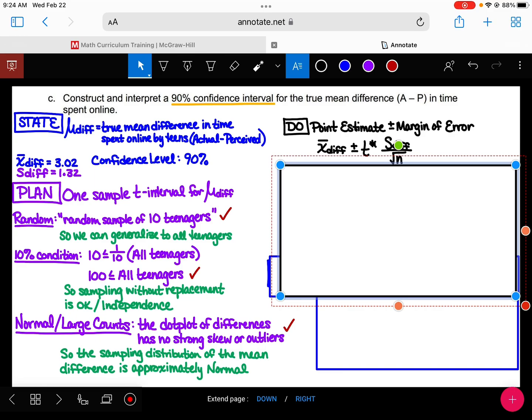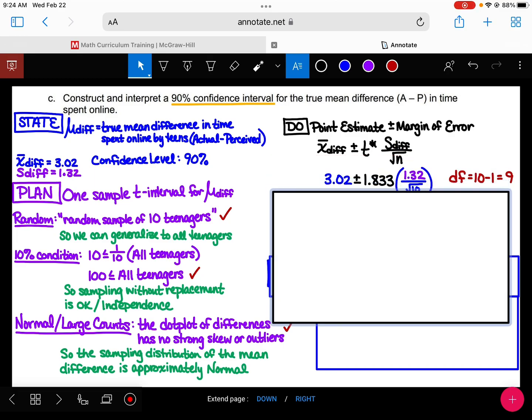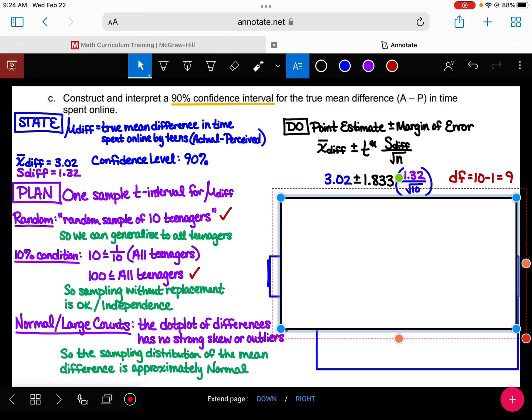What am I using for t star? 1.833, because we have how many degrees of freedom? 9 degrees of freedom. So I have 3.02, that was our x bar diff, plus or minus 1.833 times 1.32 over the square root of 10.